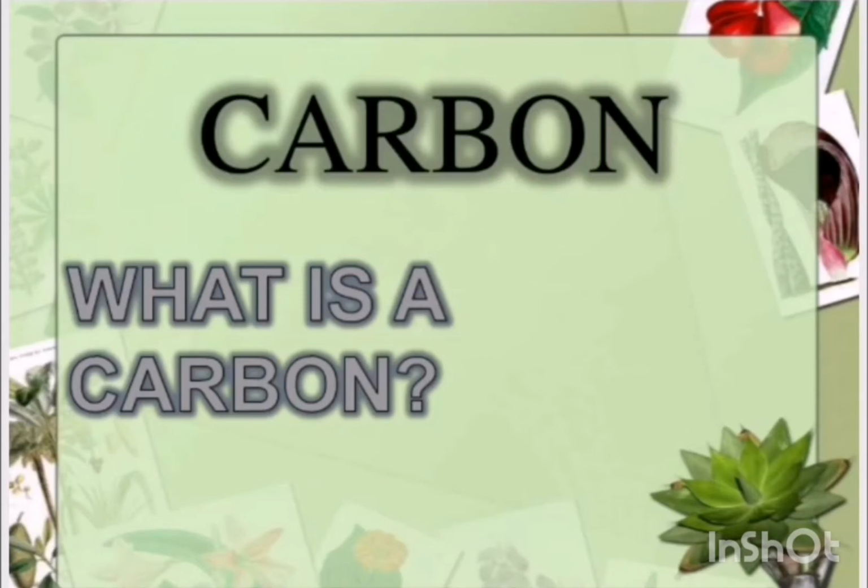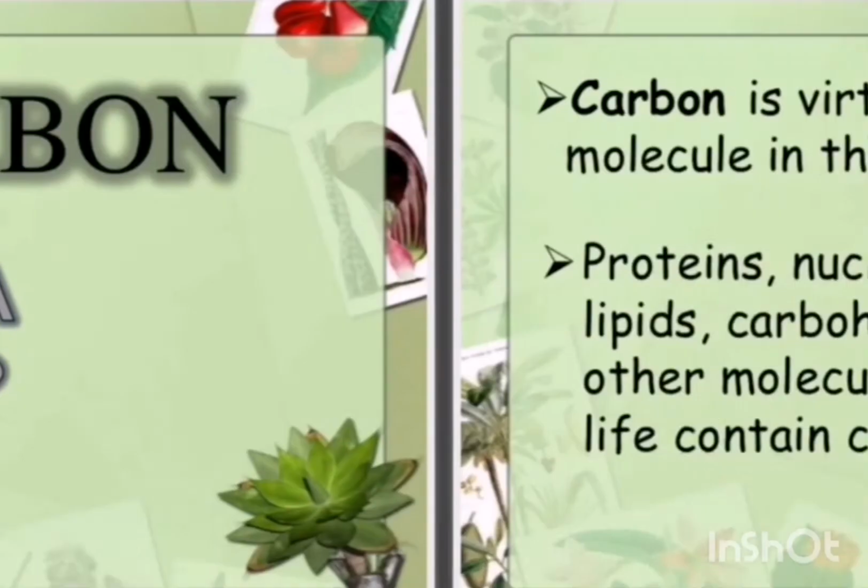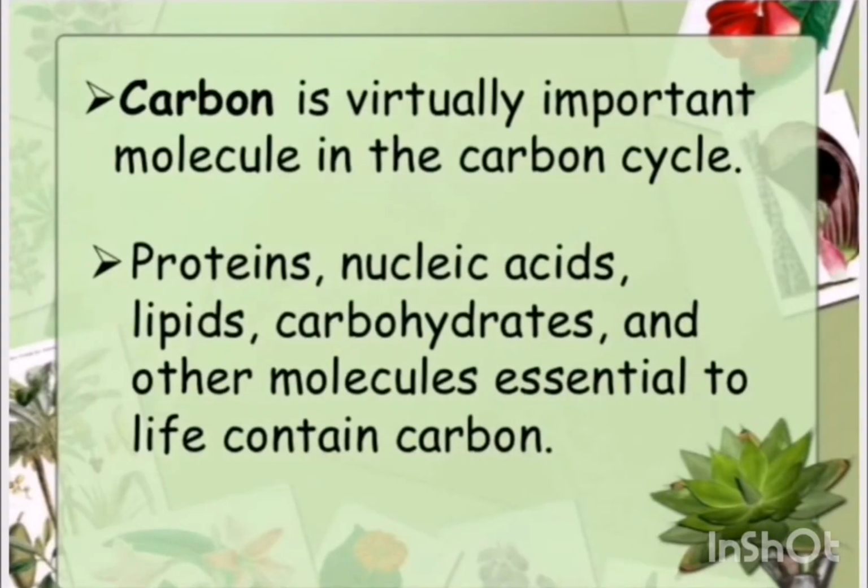There are different allotropic forms of carbon which include diamond, graphite, buckyball, graphene, etc. So, carbon is a very important molecule in the carbon cycle. Carbon is present in proteins, nucleic acids, meaning DNA and RNA, lipids, carbohydrates, and other molecules essential to life contain carbon.